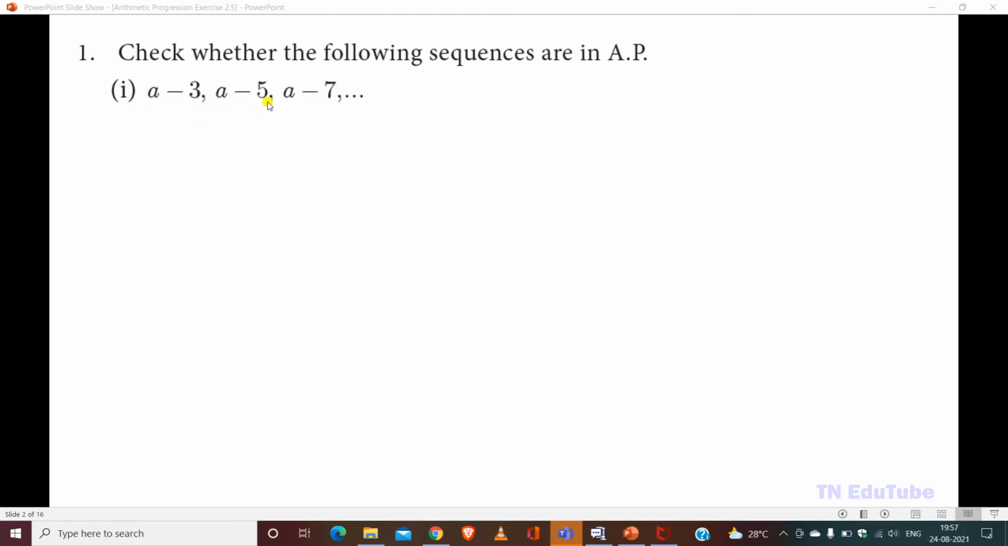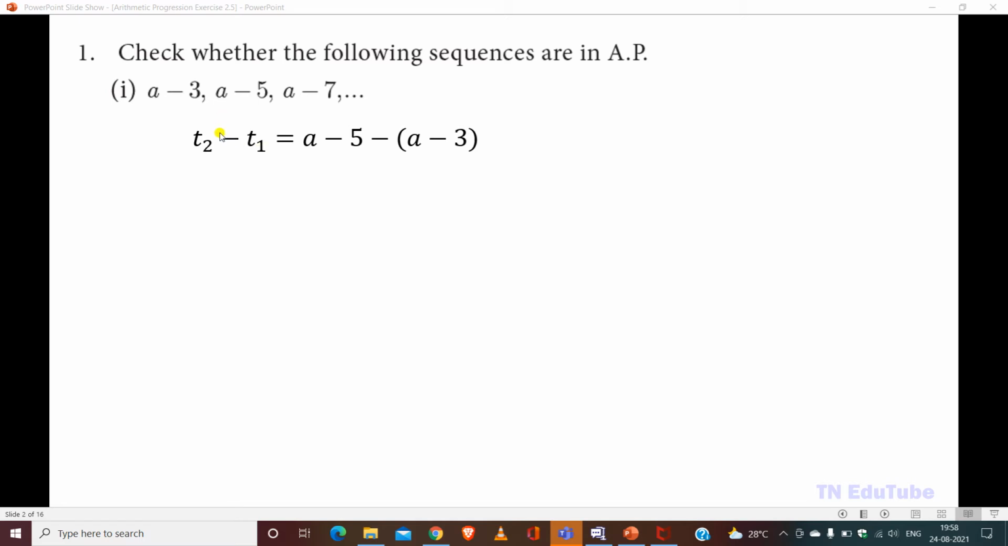If the sequence is an AP, it has a common difference. Here three terms are there, so it is T1, T2 and T3. You have to find the common difference between two consecutive terms, that is T2 minus T1 and T3 minus T2. If the common difference is the same, then we say that the sequence is an AP.